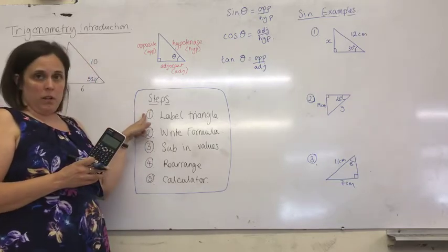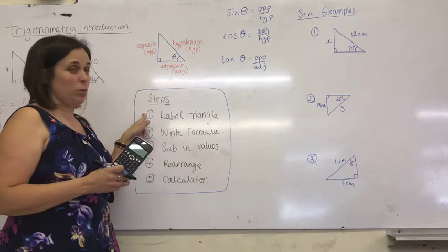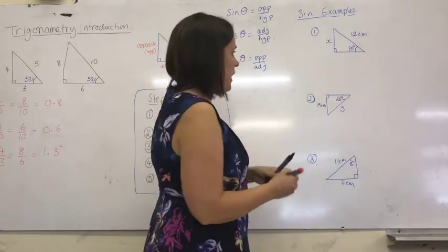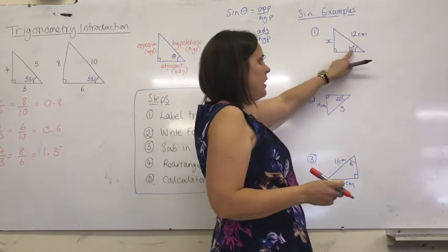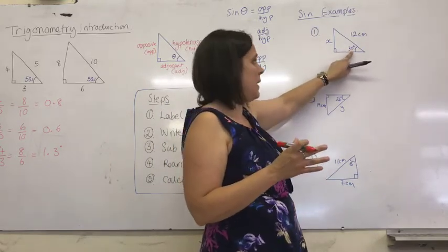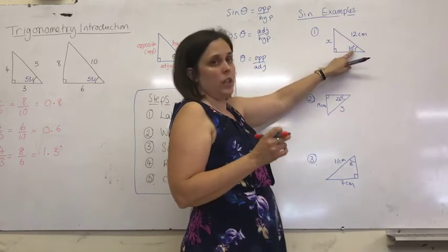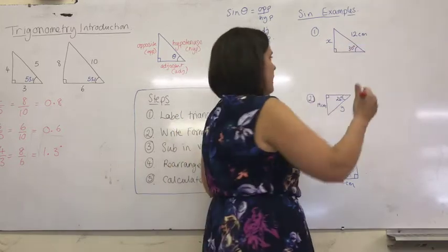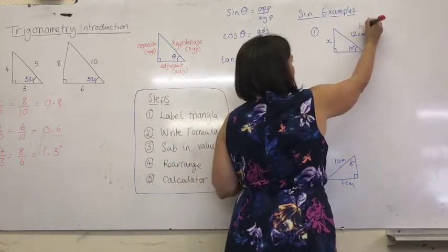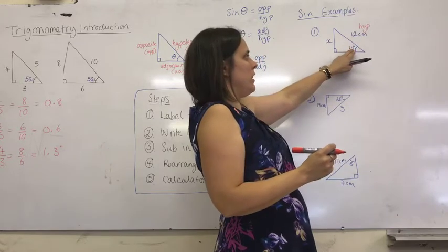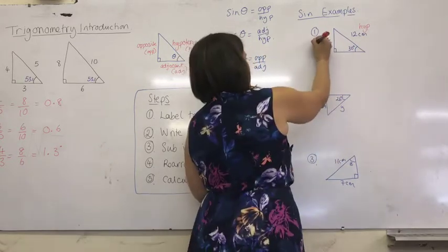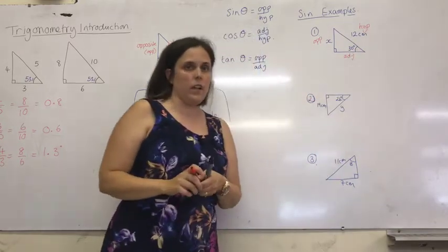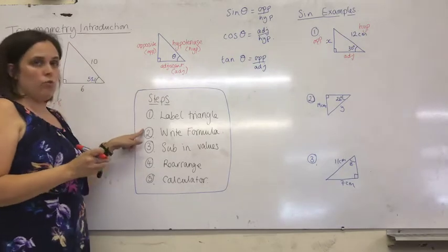Now the first step with all of these questions is going to be to label the triangle, so it's a good idea to practice doing this. So I'm going to get my red pen out. I'm using this angle here, 30, that's the angle I've been given, okay? So I'm going to label using that. Now the hypotenuse is always easy to identify because it's opposite the right angle, so put that one in first. And then the opposite side, there's your angle, that one is opposite, and so the other one left is the adjacent, okay?